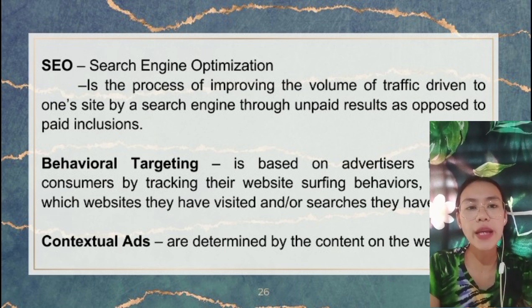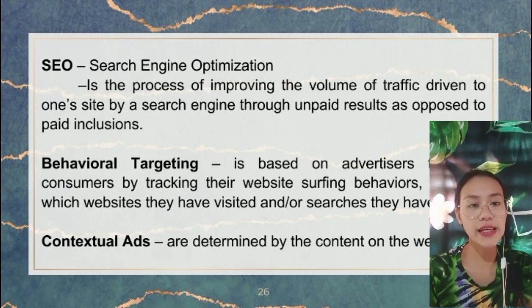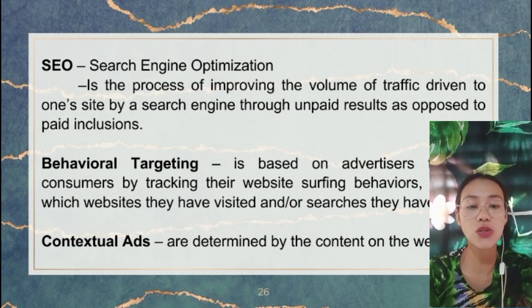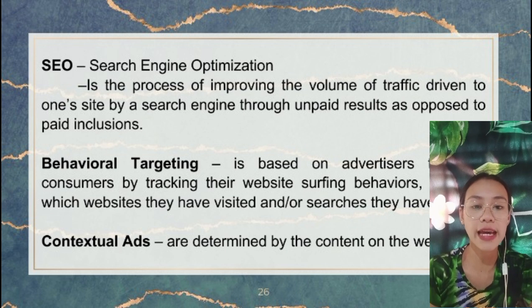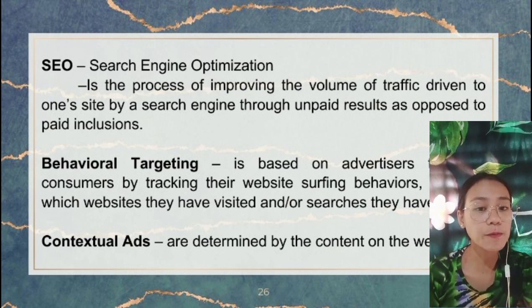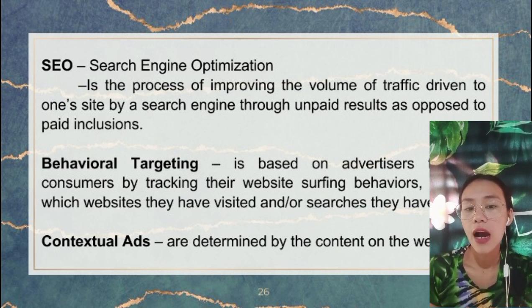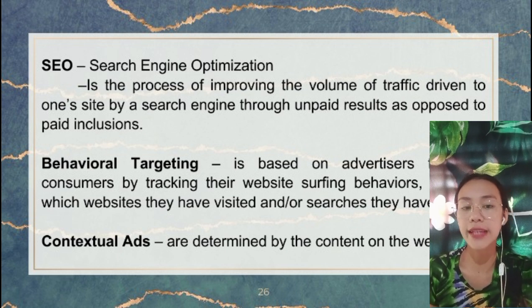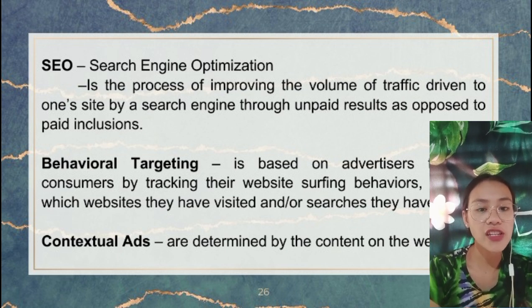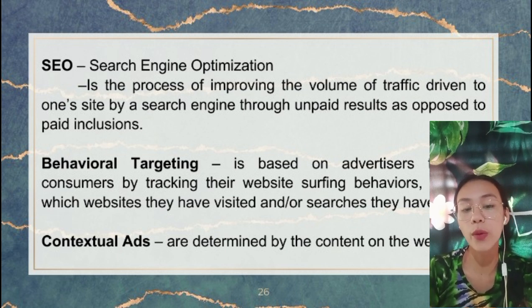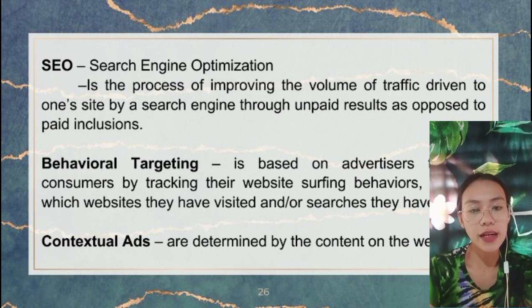So next one, the behavioral targeting. It is based on advertisers targeting consumers by tracking their website surfing behavior. So such as which website they have visited and or searches they have made. So for example, by tracking individual na may visit sa automobile website, an ad for cars or dealership could be served to that individual in real time.